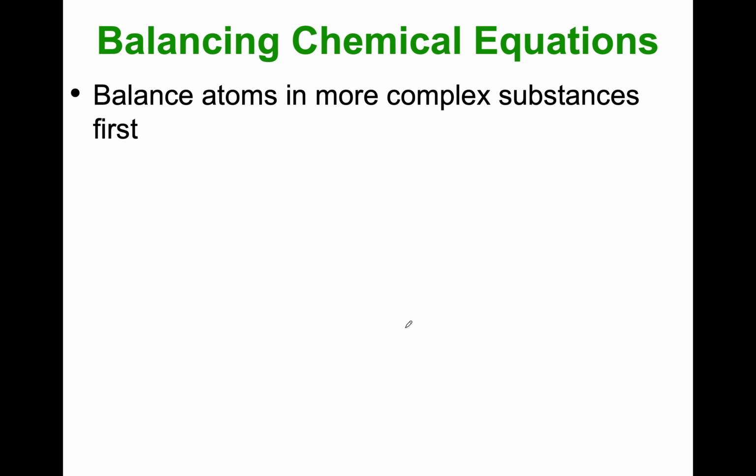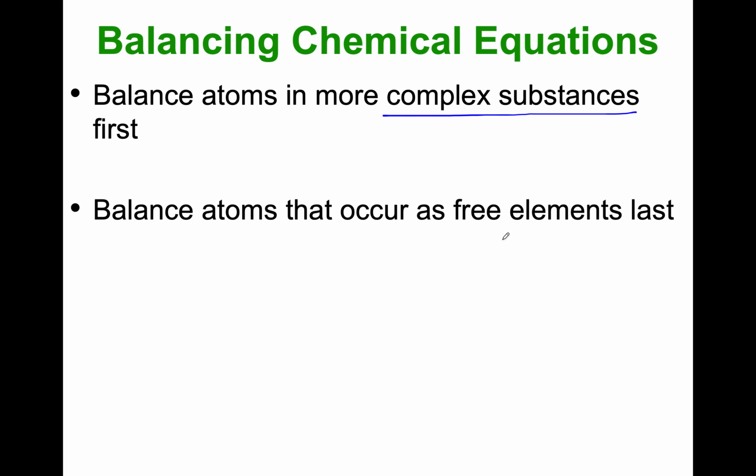So here are some tips. Balance atoms in more complex substances first. So we'll do some examples of this. The free elements that we just were looking at, like hydrogen or oxygen, any free elements, save those.